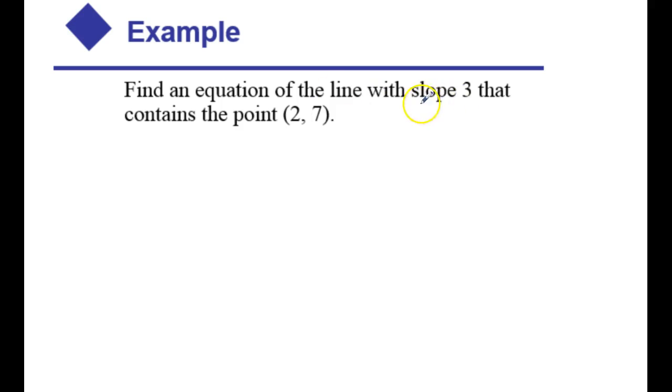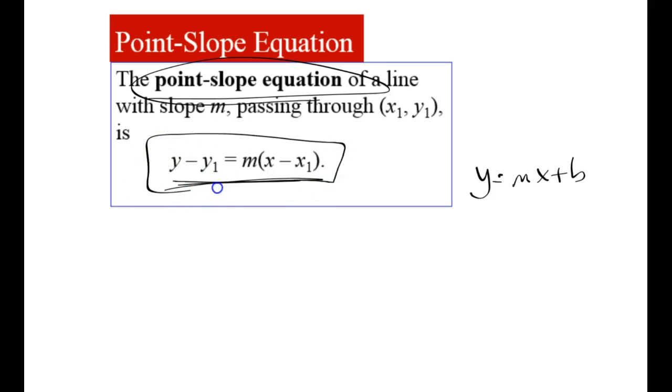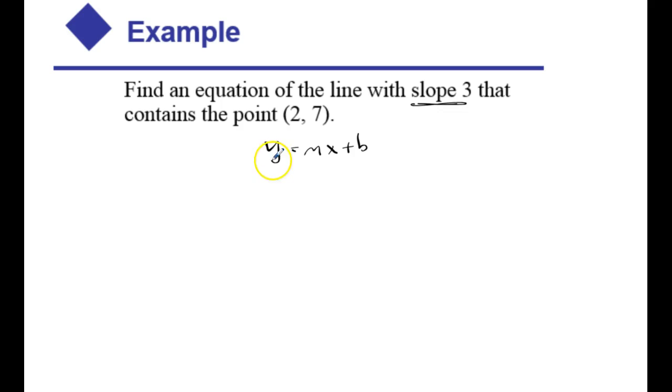So find the equation of a line with the slope of 3 and the point. This time we need the y-intercept, so I'm going to start with y equals mx plus b, the equation of the line. Instead of using point-slope form, I'm going to keep using slope-intercept form. So I'm going to plug in what I know.